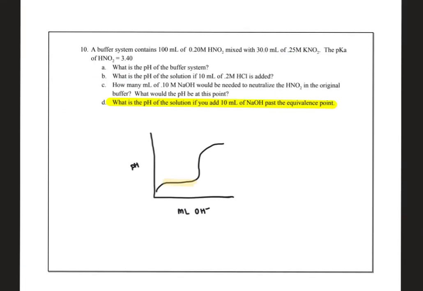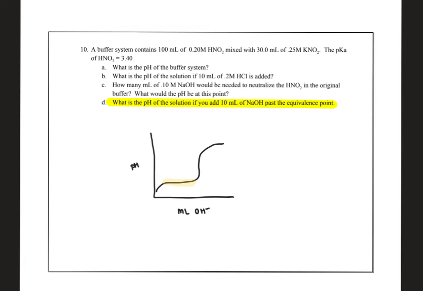All right. What is the pH of the solution if you add 10 mL of NaOH past the equivalence point? So now I know we kind of talked titration last time, but now my brain is really thinking of a titration. So I started in this region somewhere because we started with a buffer, a weak acid and a little bit of its conjugate.